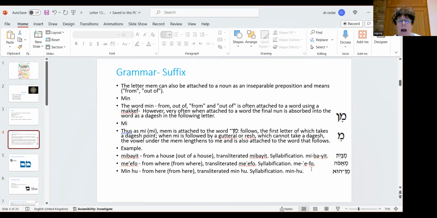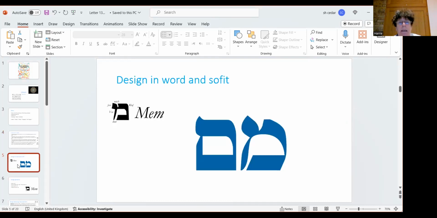Mi bayit, mi efo. Where from? You can ask somebody, where from? Me'efo. Minhu, this has the nun in it as well. From here, minhu, from here. So it's a grammatical one, and it's also got this beautiful design to it.